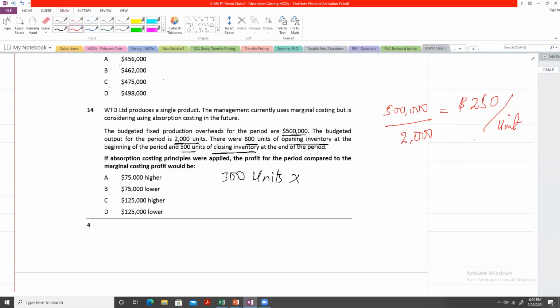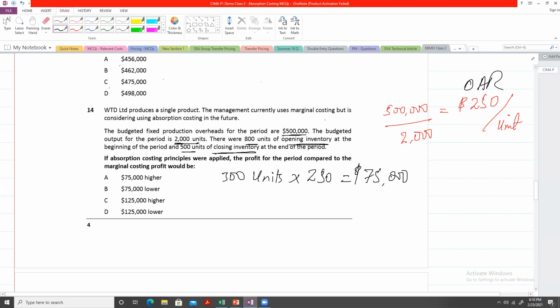500 divided by 2 is $250 per unit. This will be the overhead absorption rate. We multiply this overhead absorption rate by the change in inventory level, that is 300 units, to get an answer equal to $75,000. This is the difference in profit of the two approaches, the marginal and the absorption costing approach.